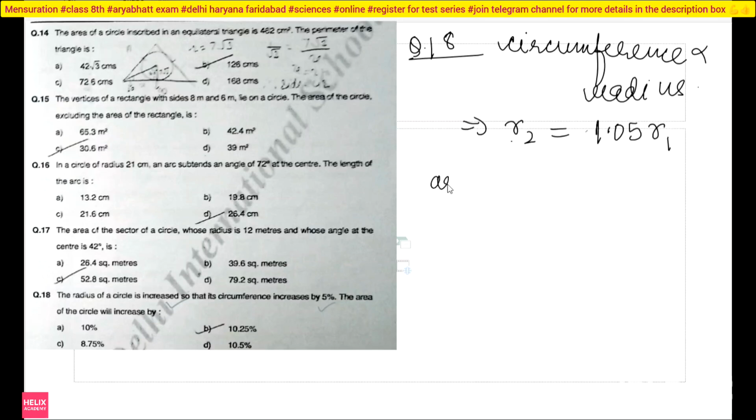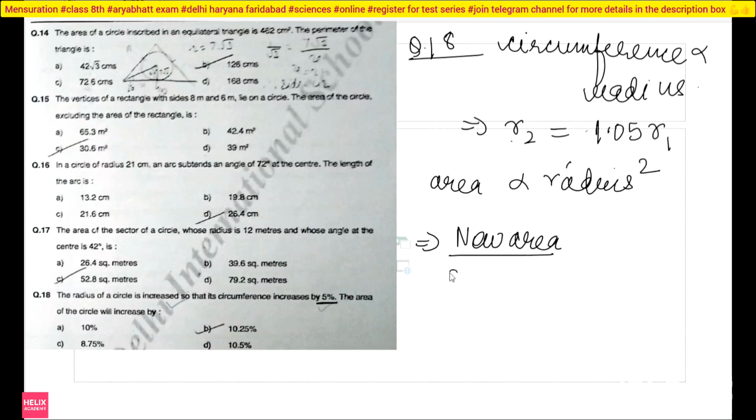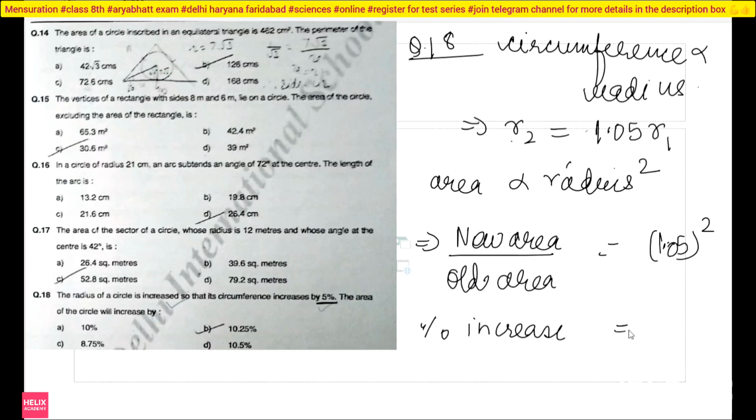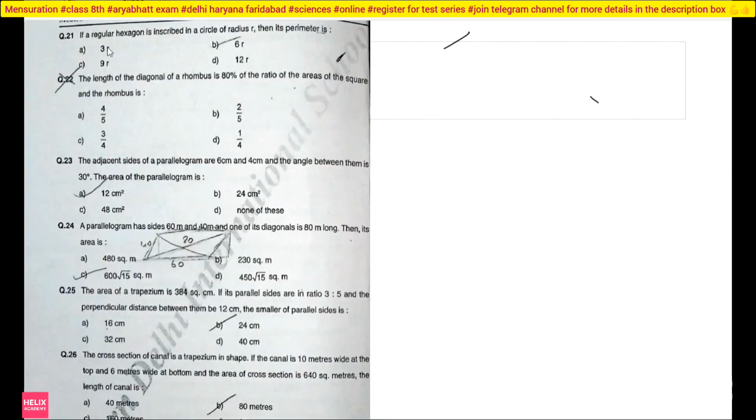Now next, area is proportional to radius square. Radius is 1.05 because it is 5% increment, so 1 plus 5 by 100. Now your area is proportional to radius square. So new area upon old area is equal to 1.05 whole square. So your percentage increase will be 10.25%. Okay, note it down.